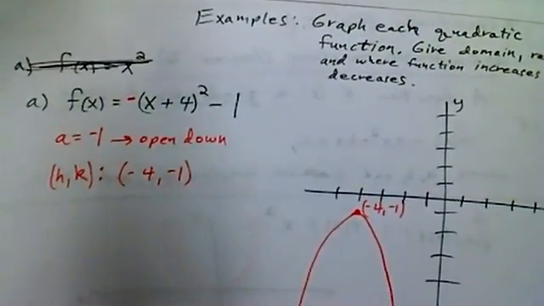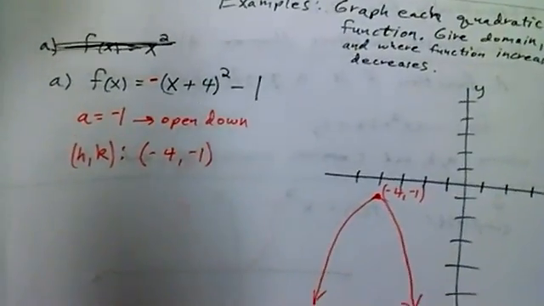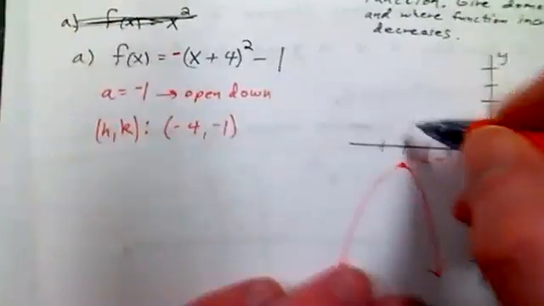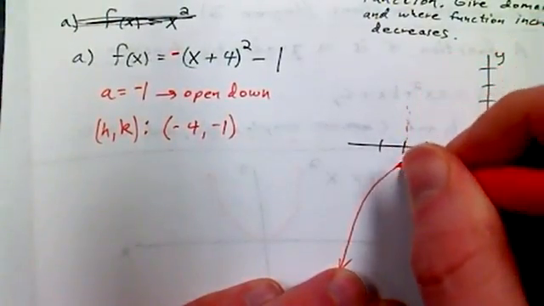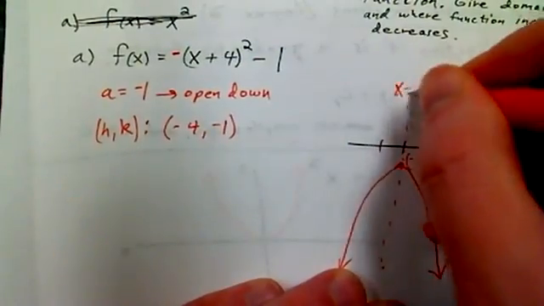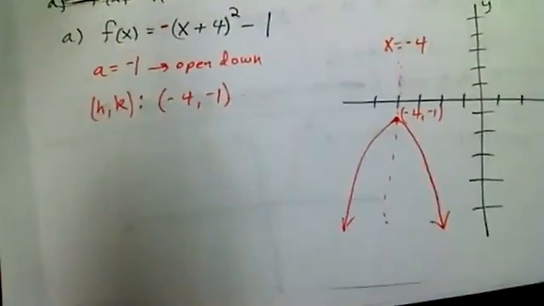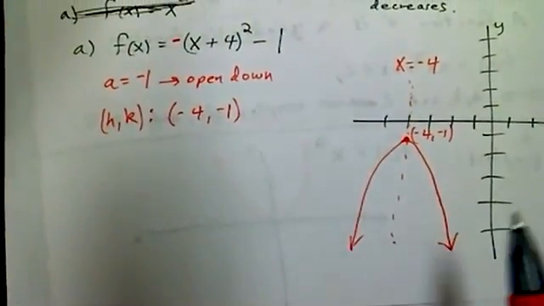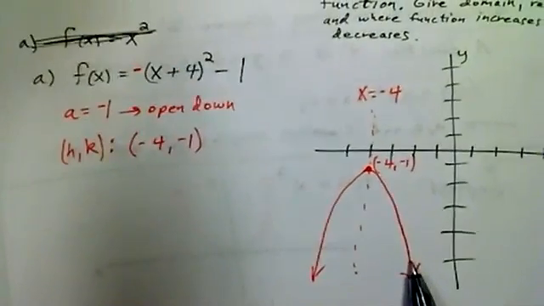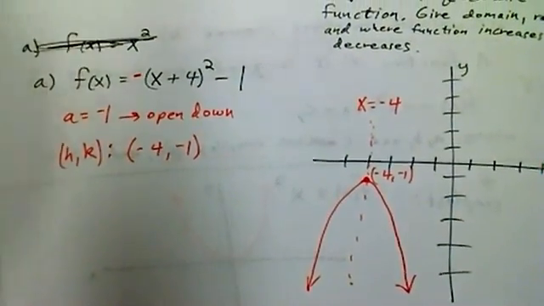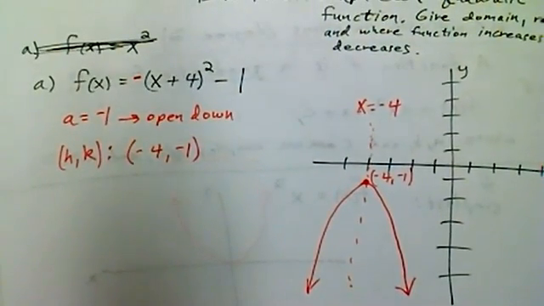Okay, so we're looking at this right here. And we also know that we have an axis of symmetry right here at x equal to -4. Now the axis of symmetry tells us that if we take this and we flip it over, it'll land on itself. Okay, so that does it for our first video for 3.1.